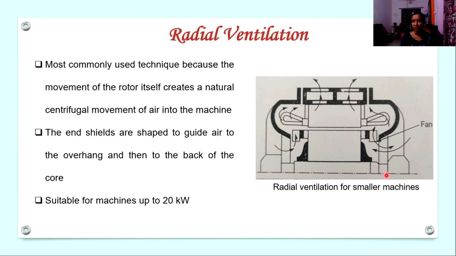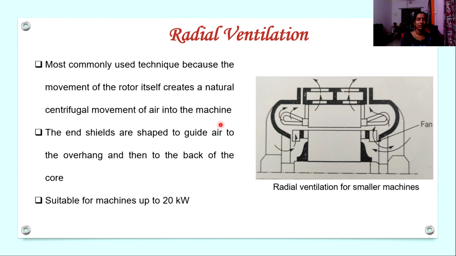So this is the shaft of the machine and these are the end shields. So this is the elevation of the machine. So end shields guide air into the machine. Then there will be fans. Fans can also be used for increasing the ventilation process. So air then flows through the fans and with the help of the fan, air is guided to the overhang. These are the overhangs. This is one overhang. So air then flows through the overhang and then to the back of the core. Then it leaves the machine through the back of the core.